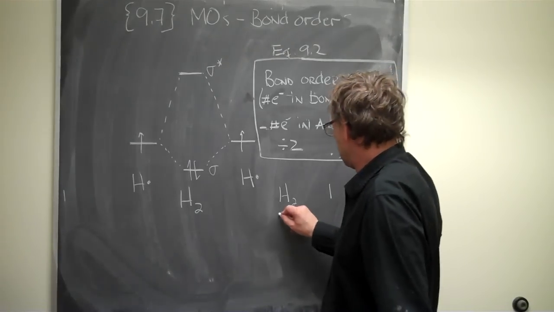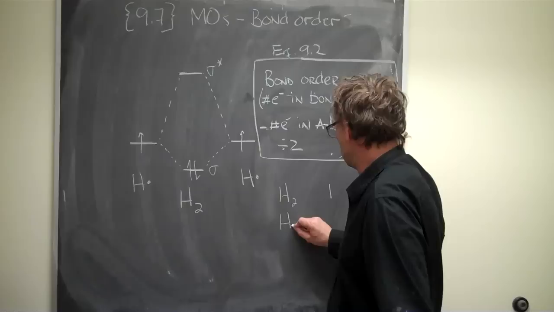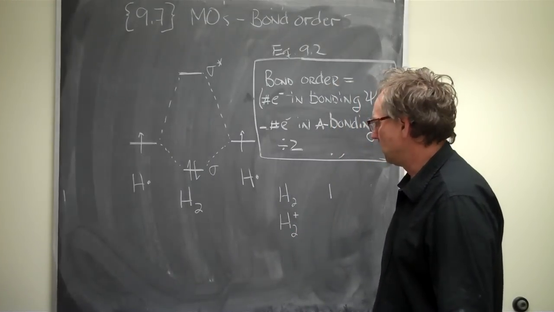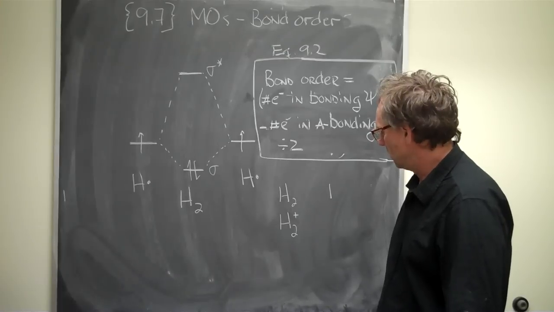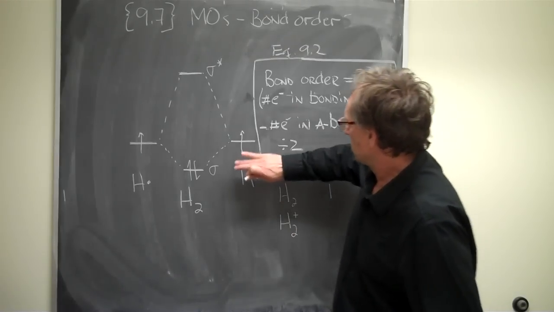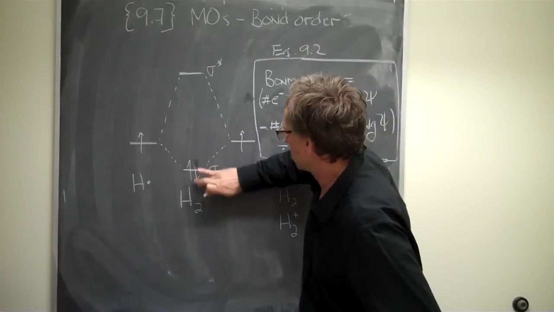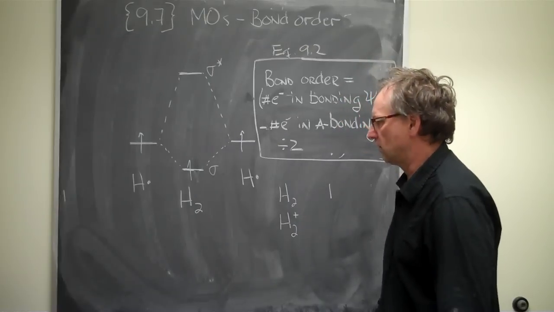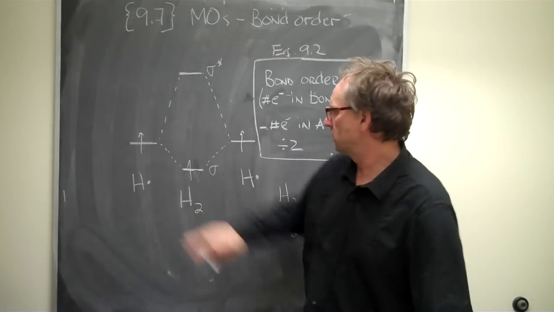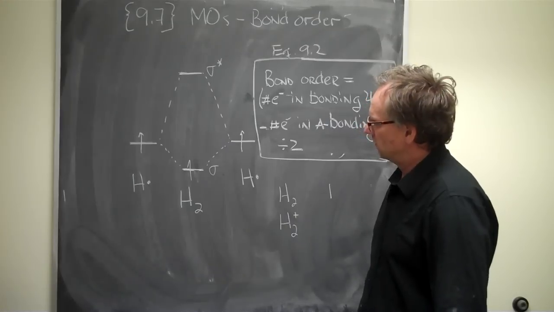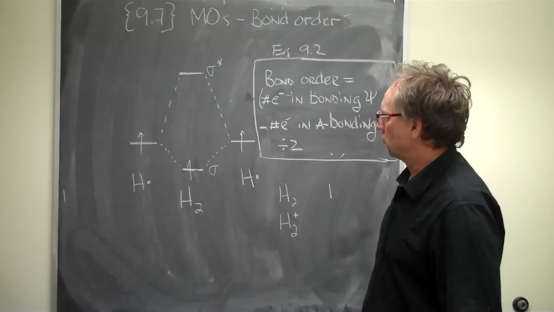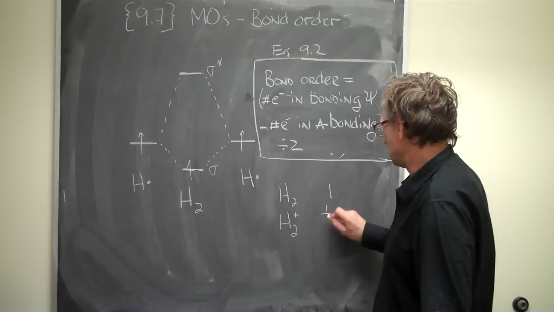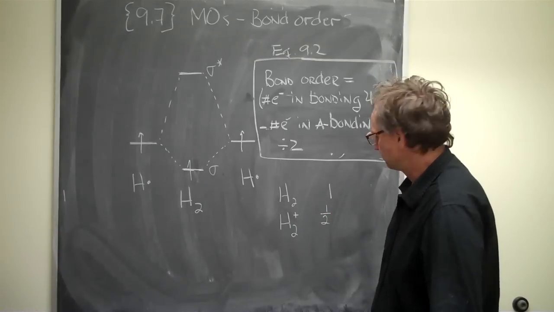What if I have the molecule H2, but I've taken away an electron, so it's H2 plus. Now what would that correspond to? Well, I need to take away one of these electrons here. So now I have this sort of electron configuration. One of these would not be there. Now I have 1 electron in a bonding orbital, still none in an anti-bonding orbital, so it must have a bond order of 1/2.